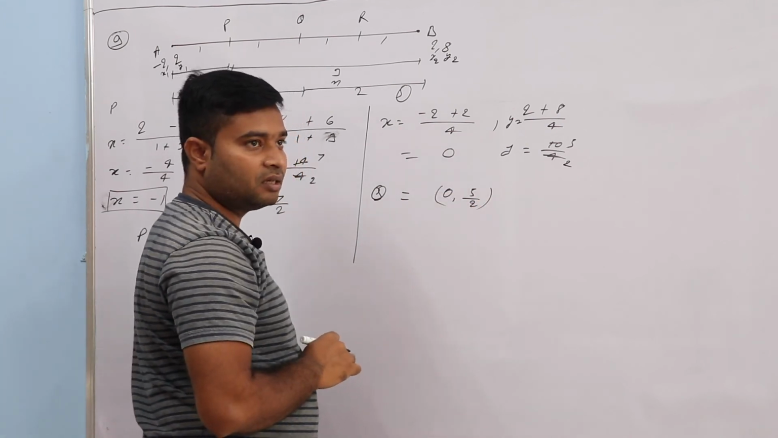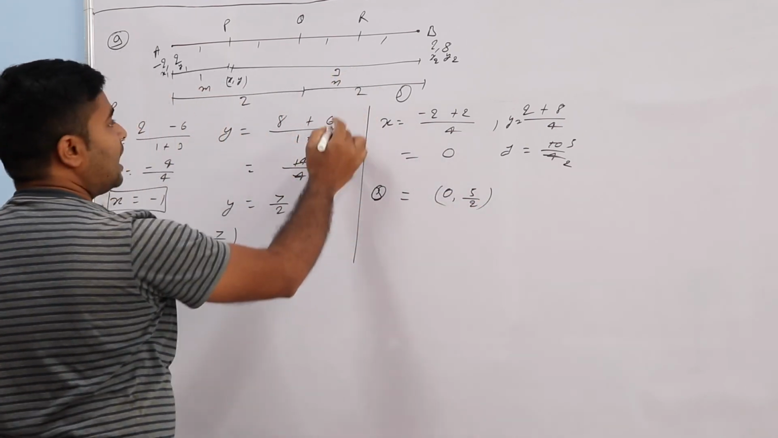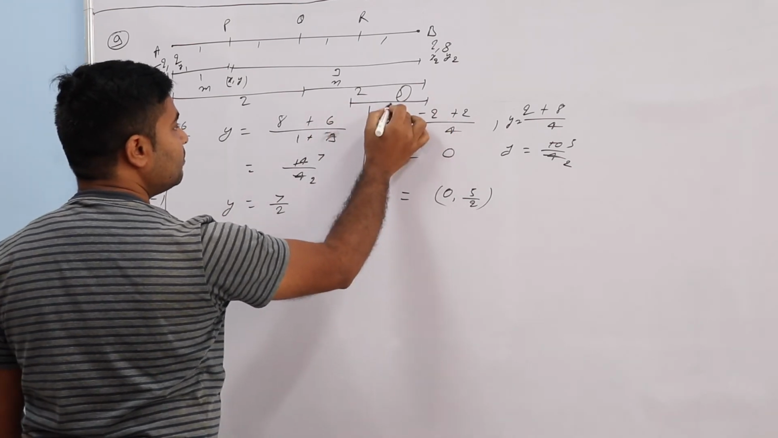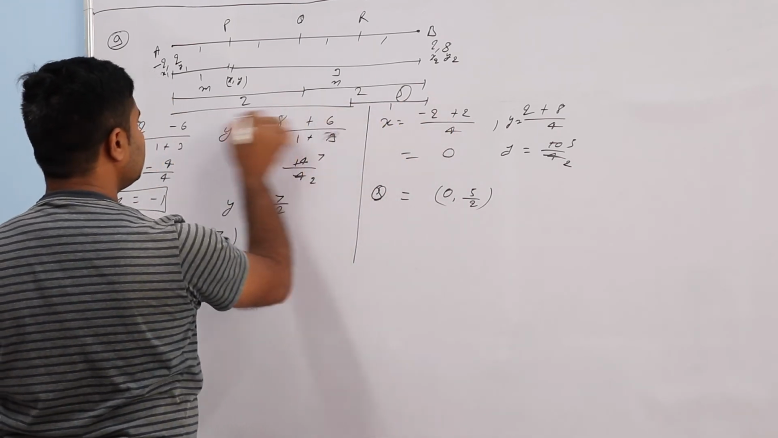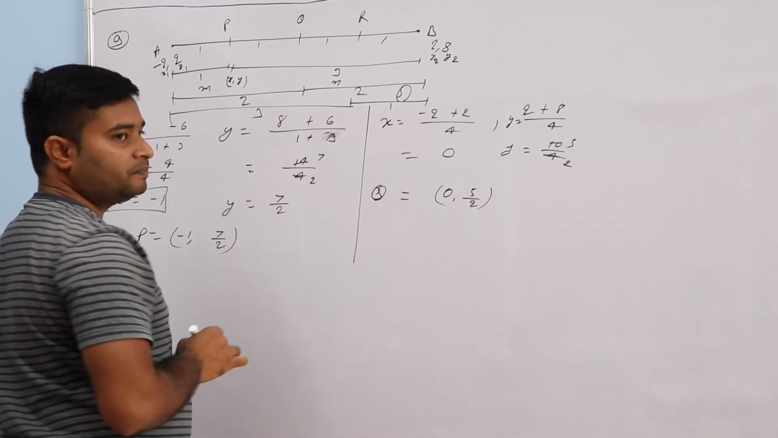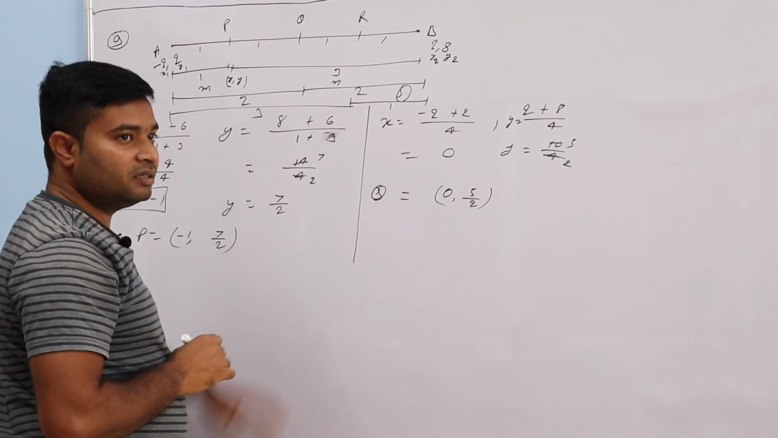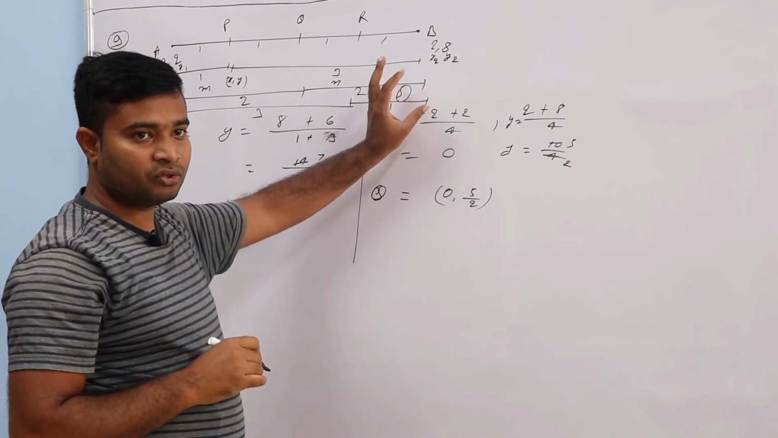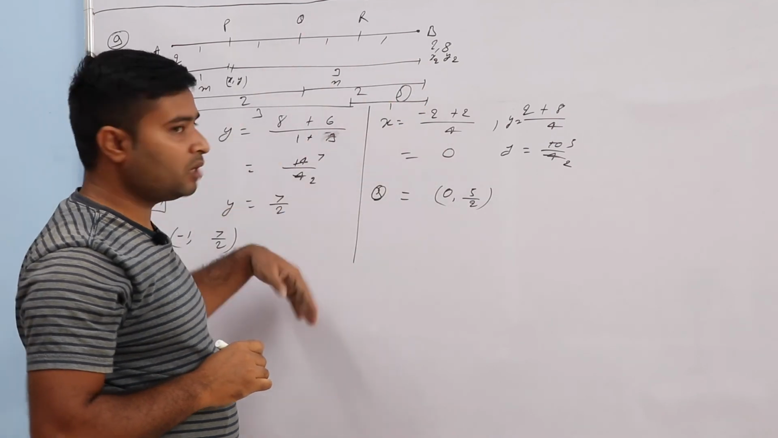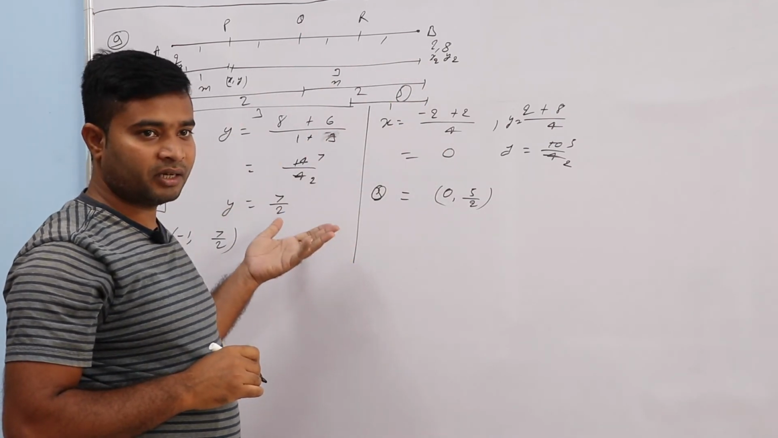Next, R will be this part, which is 1, and this much part is 3. Means 3 is to 1. By applying the same formula you will be able to find it.